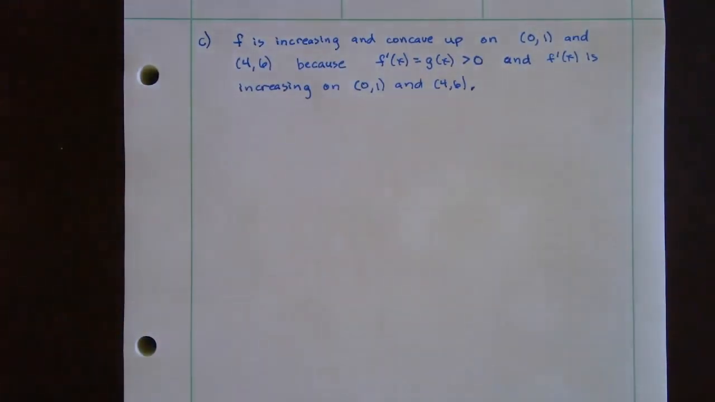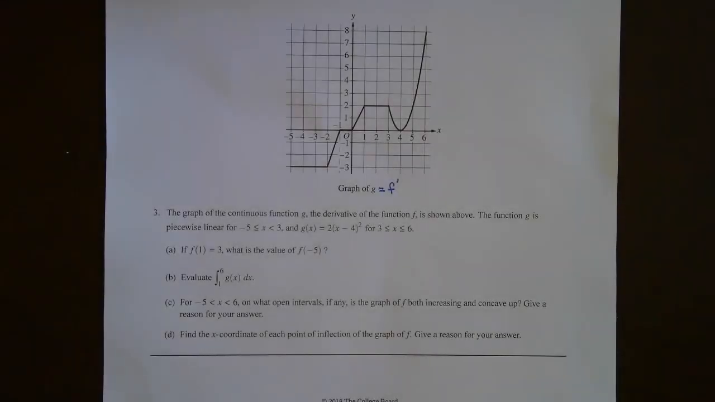Let's go on to part D. So for part D, it says find the x-coordinate of each point of inflection of the graph of f. Give a reason for your answer. Okay, so points of inflection are going to happen where f double prime changes signs.